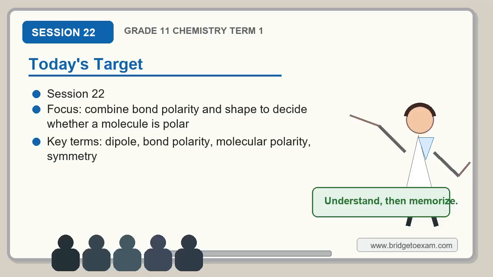Welcome, class. Today our session title is Week 6, Session 22, Bond Polarity and Molecular Polarity. We will move slowly and make the chemistry understandable. Your goal is to combine bond polarity and shape to decide whether a molecule is polar. Listen for these key terms: dipole, bond polarity, molecular polarity, symmetry, partial charge.